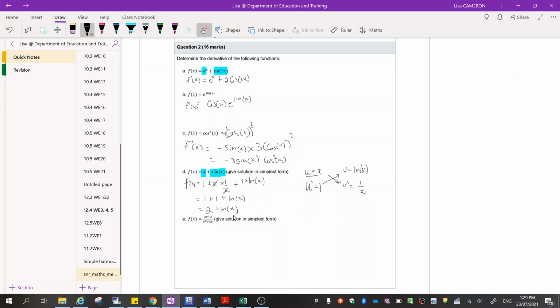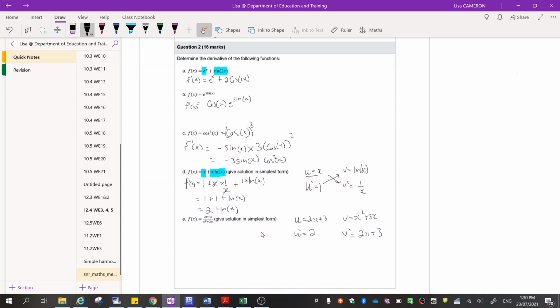Okay, now I've got one where I've got a function with x on the top and one with x on the bottom, and they're dividing. So that's how I know it's going to be quotient rule. Okay, so I'm going to start by writing it to the side here. U always equals the top, v always equals the bottom. So now I've got u dash equals 2, v dash equals 2x plus 3.